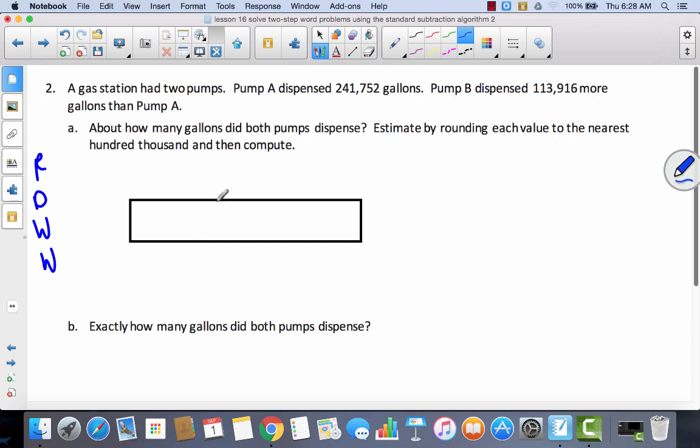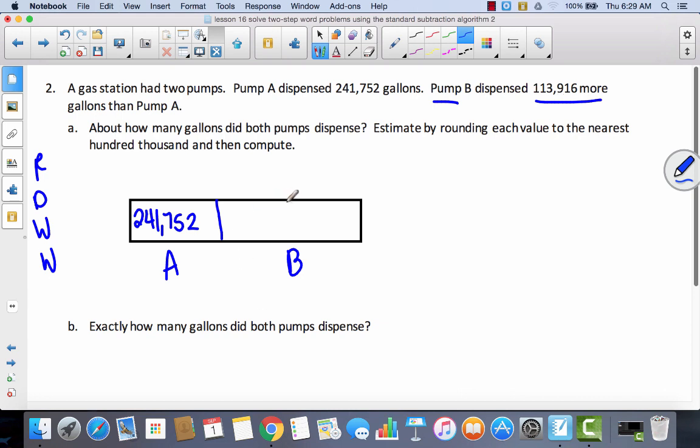So we know that pump A, and then we have a pump B. And notice I made B a little bit bigger than A because B pumps more. Okay, we know that pump A has 241,752 gallons. Now, if I come over here and I just put 113,916 for pump B, that wouldn't be correct. Because first of all, this number is not more than this number. So 113,000 cannot be how much pump B dispenses. It dispenses this much more than pump A.